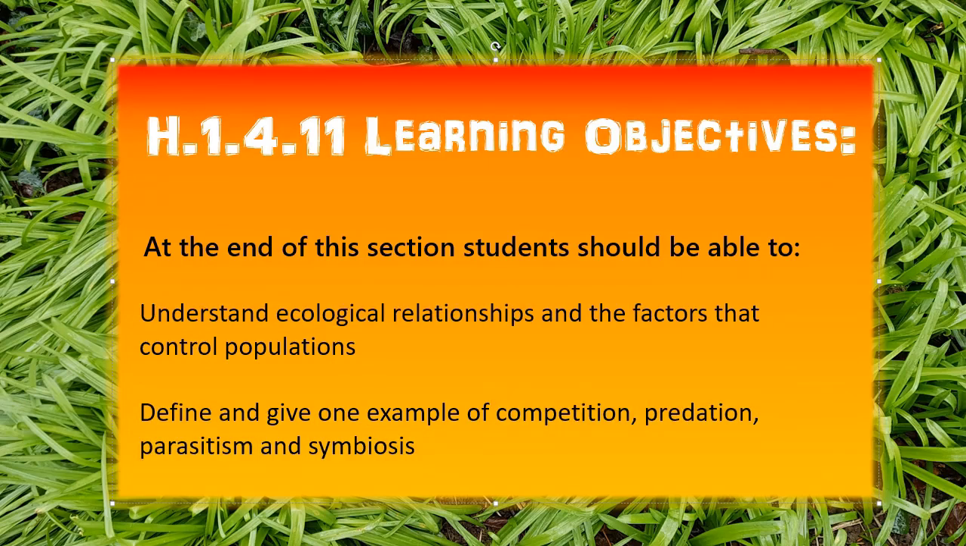What are we trying to understand? We're trying to understand the factors or the things that control populations, or the number of organisms in a habitat. We have to define the terms competition, predation, parasitism, and symbiosis. There is no point in going into these examples until we understand what they mean. However, we have to give a description of one example in each case.